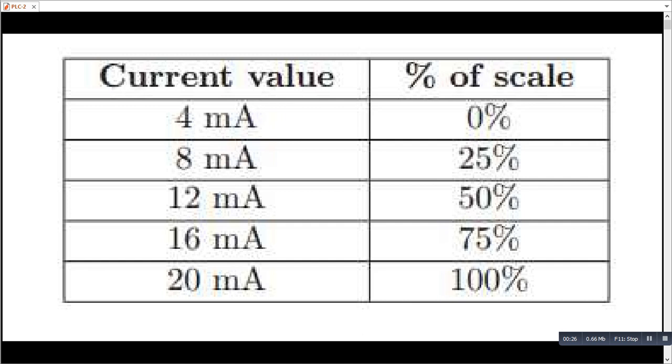It is placed at 4 milliampere because if we placed 0 milliampere as 0%, then we would not be able to detect any fault in the loop. So if there is 4 milliampere flowing in the circuit, the loop will be considered a healthy loop.